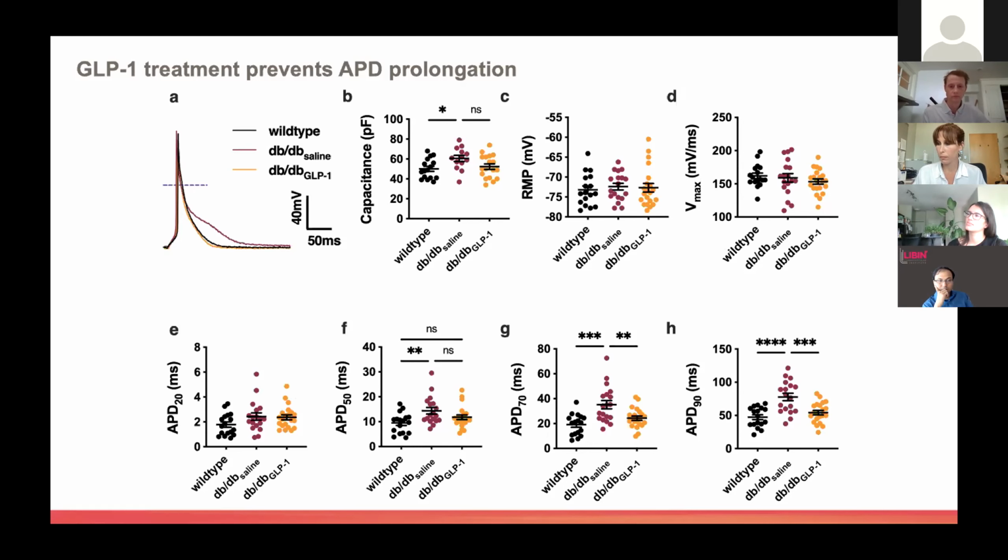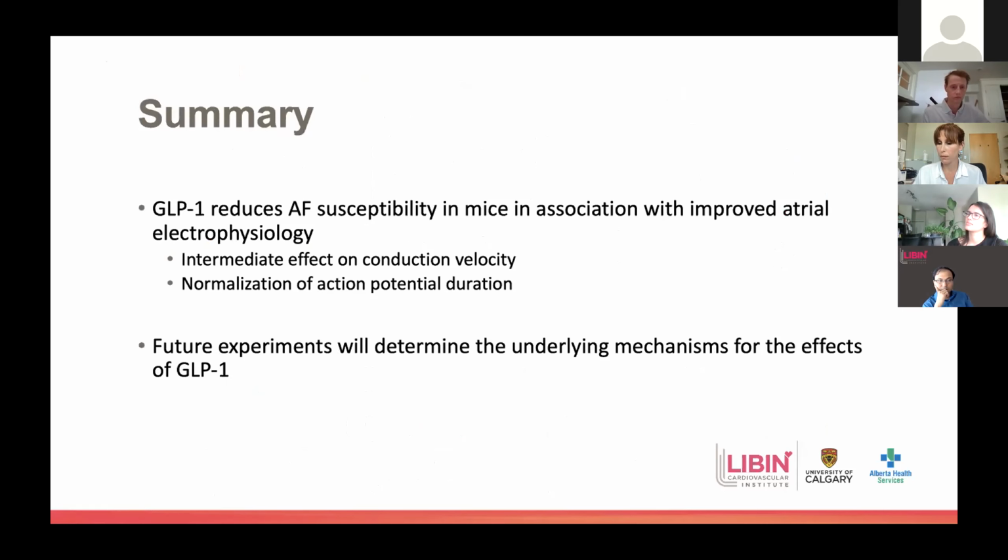So to sum up, GLP-1 reduces AF susceptibility in mice in association with improved atrial electrophysiology. And this was seen with an intermediate effect on conduction velocity and a complete normalization of action potential duration. Future experiments will determine the underlying mechanism for these effects, as well as exploring different effects from clinically available GLP-1 analogs.